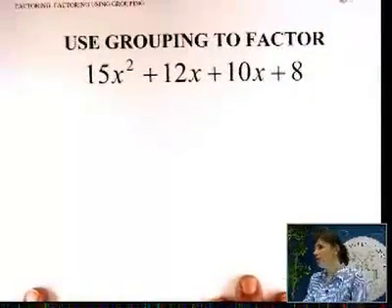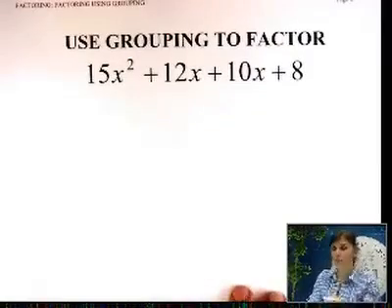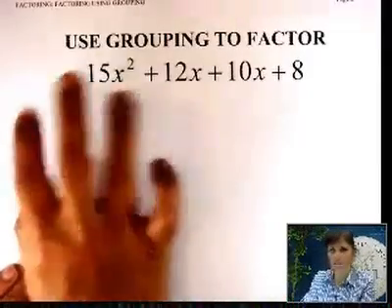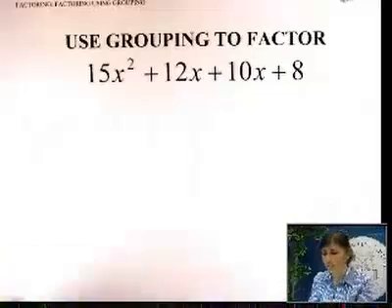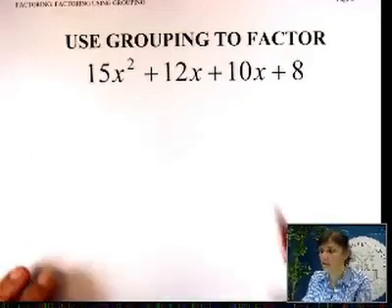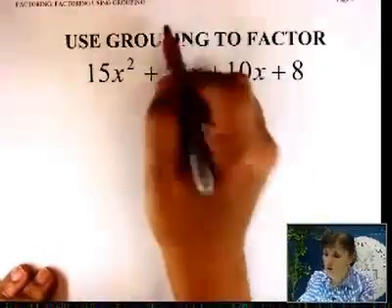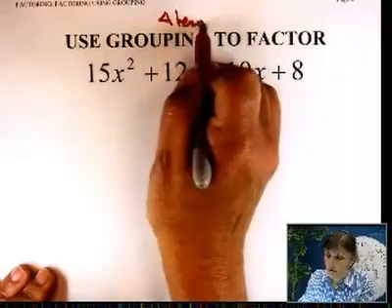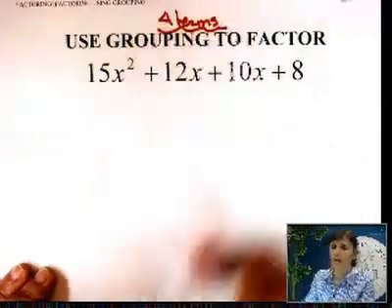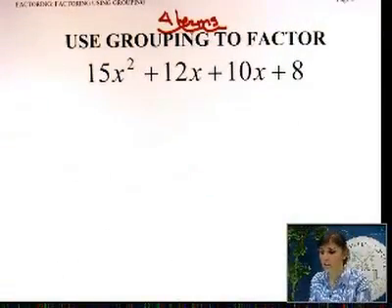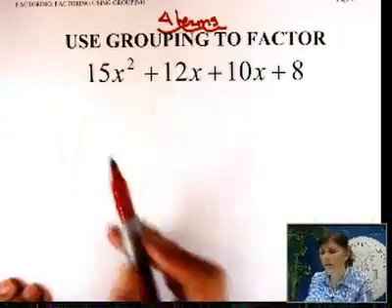Now use grouping to factor. How do I do that? Remember how it was: the smiley face was repeating. I look at it and there are 4 terms. It should give it away. When you have 4 terms, you're going to use grouping to factor. So I'm trying to take a monomial out of everything.